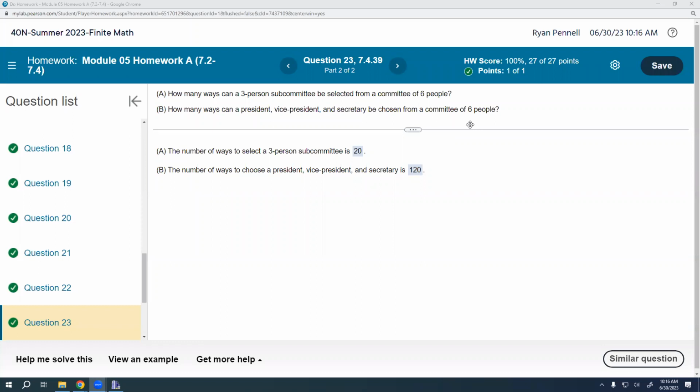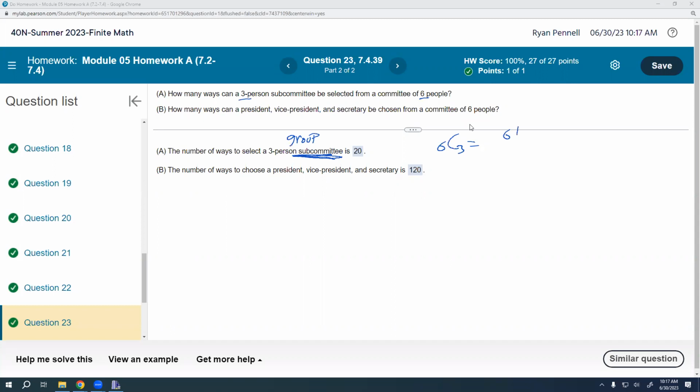Number 23 says, how many ways can a 3-person subcommittee be selected from a committee of 6 people? Well, subcommittee. That sounds like order doesn't really matter. We're just making a group. So how many groups can you make? 3-person group or 3-item group out of 6. So that's 6 choose 3.